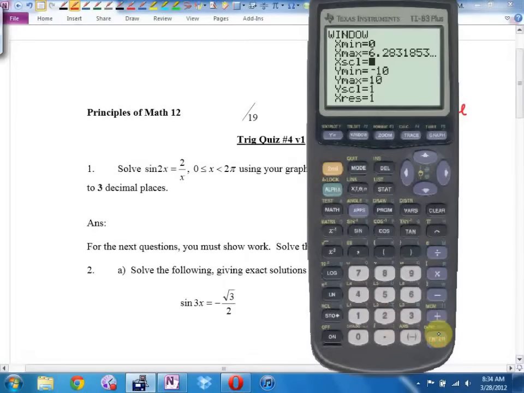If they didn't give me a domain, I'd probably go from negative 6 pi to positive 6 pi usually, and then probably I'll have to zoom in. Oh, wait a minute, I don't need to go way out that far. I'll go back and quickly change my windows and move around a little bit, but it can be done. Scale, when in doubt, I go pi by 6. That's my 30 degrees.